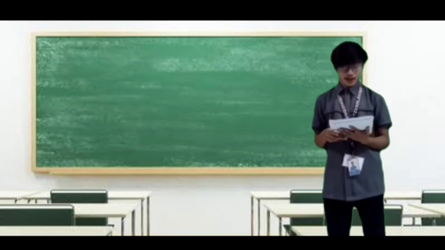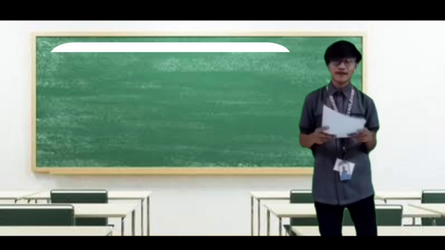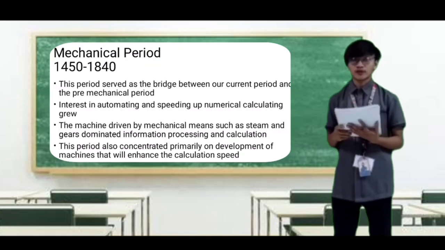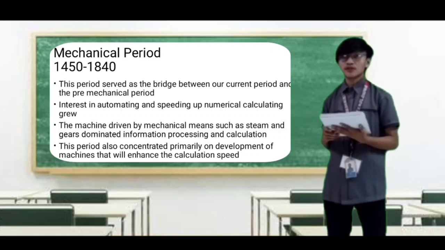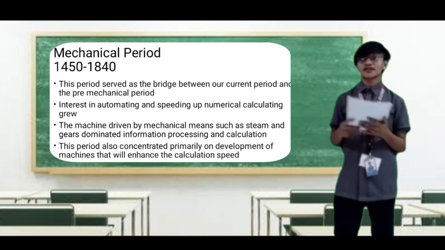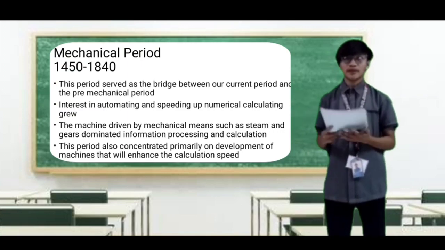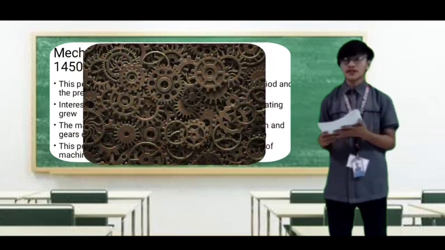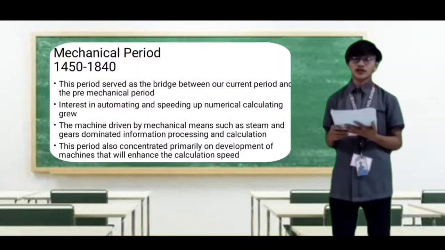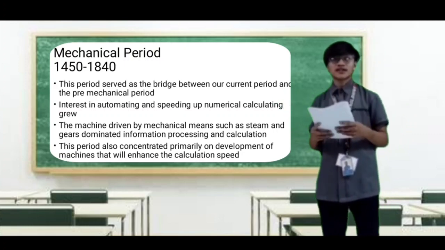So let us proceed to the second period in the history of ICT. We have the mechanical period, which is around 1450 to 1840. This period served as the bridge between our current period and the pre-mechanical period. Interest in automating and speeding up numerical calculating grew. Machines driven by mechanical means such as steam and gears dominated information processing and calculation. This period also concentrated primarily on the development of machines that would enhance calculation speed.